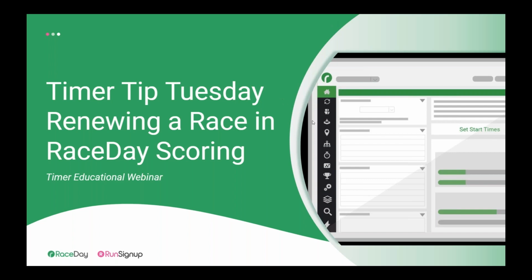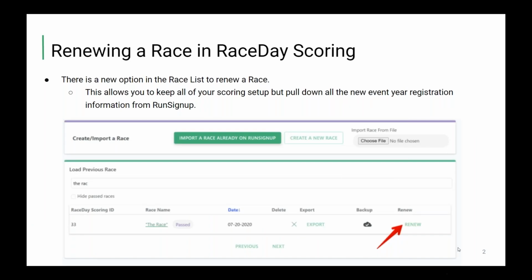So the thing that we're talking about today is renewing a race in race day scoring. For those of you that have been using it for years, we know that you've been asking for it, and I think it was about a month ago this feature rolled out. And I know I've used it multiple times. It's very helpful, especially if you have a fairly complicated race with multiple segments, things like that, or custom reports that you don't want to have to rebuild step by step. So we'll jump right in.